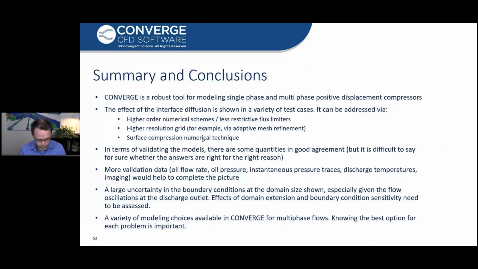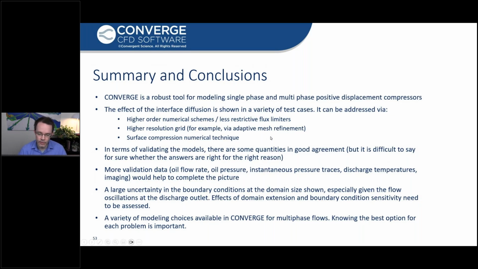Now, in summary, we've shown Converge to be a robust tool, not just for modeling the single phase positive displacement compressors, but also the multi-phase positive displacement compressors, which have a lot more additional challenges associated with them. The effect of the interface diffusion was shown in a variety of test cases, and we've shown some approaches in Converge, including the higher order numerical scheme, the higher resolution grid, for example using AMR, as well as the numerical technique of using surface compression to mitigate those effects.